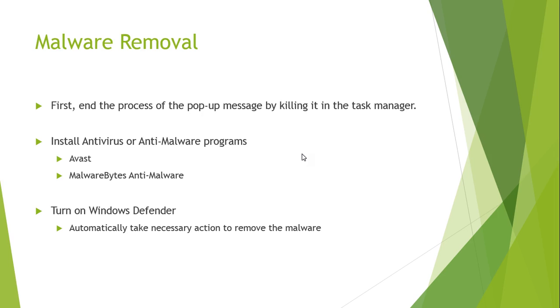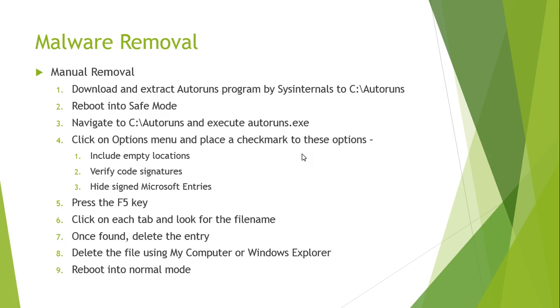So how do we remove the malware? First, we end the process of the pop-up message simply by killing it in the task manager. Then we can also install antivirus or anti-malware programs such as Avast or Malwarebytes Anti-Malware that will automatically remove the malware. We can also turn on Windows Defender, which will automatically take the necessary action to remove the malware. Alternatively, the user can also choose to remove the malware manually.